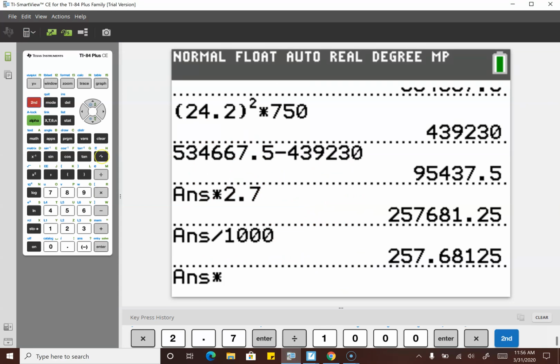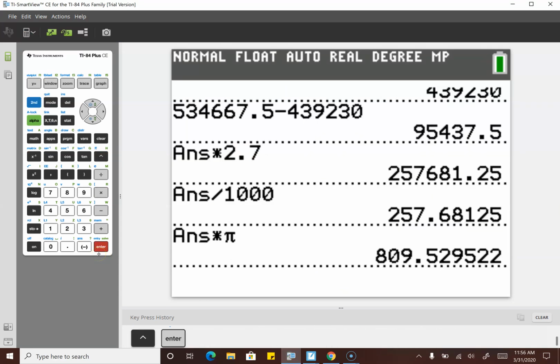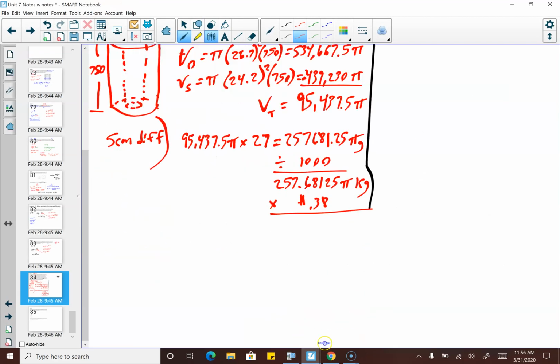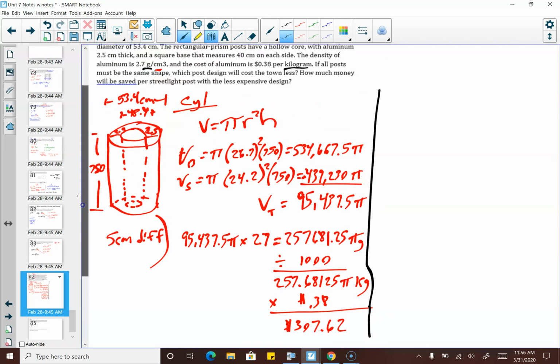So I'll multiply that answer by pi. We don't have to write that down. And then we will multiply it by 38 cents. And since we're talking about money, we are at 307.62. So it's going to cost $307.62 to make these posts in a cylinder form.